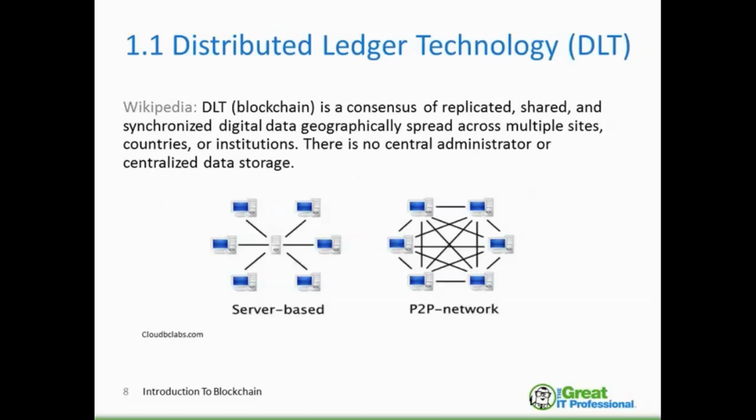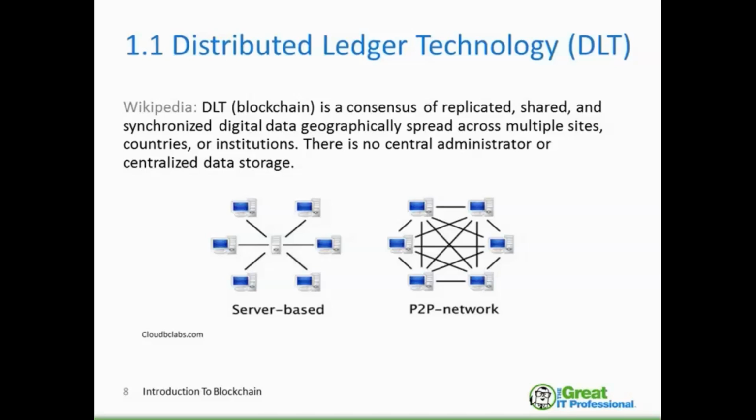All right, so let's look at distributed ledger technology. What is that? There are many definitions out there. So let's look at what Wikipedia is saying. I'm going to read out all these words in the definition that Wikipedia has, and then we will go into more detail. So DLT, distributed ledger technology, that is also known as blockchain, is a consensus of replicated, shared, and synchronized digital data geographically spread across multiple sites, countries, or institutions. There is no central administrator or centralized data storage.